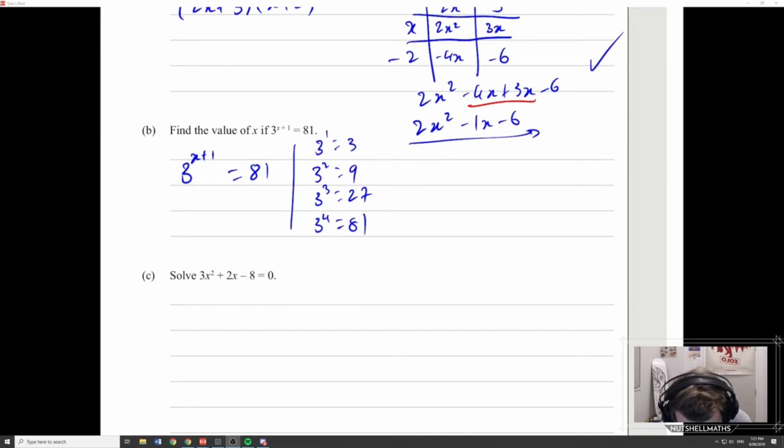So instead of 81, 3 to the x plus 1, I'm going to write 3 to the 4. So I've replaced 3 to the x. So I've replaced 81 with 3 to the 4.